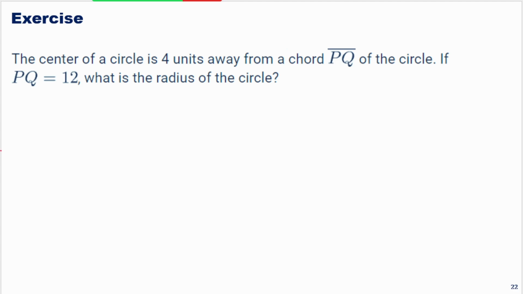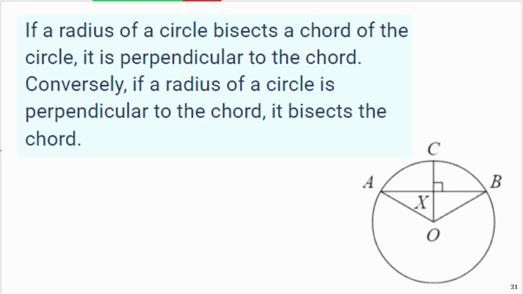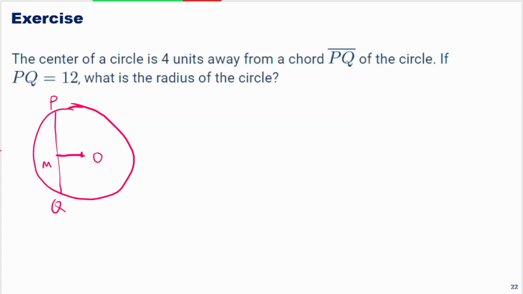Alright, let's have a look at the solution together. First of all, we can construct the diagram like this. We have a circle, let's call it circle O, and then we have a chord here, chord PQ. And this is the center of that circle, we call it O, and we let M be the midpoint. Then if we connect MO, then we know MO must be perpendicular to PQ, according to the theorem we have just proved, right?